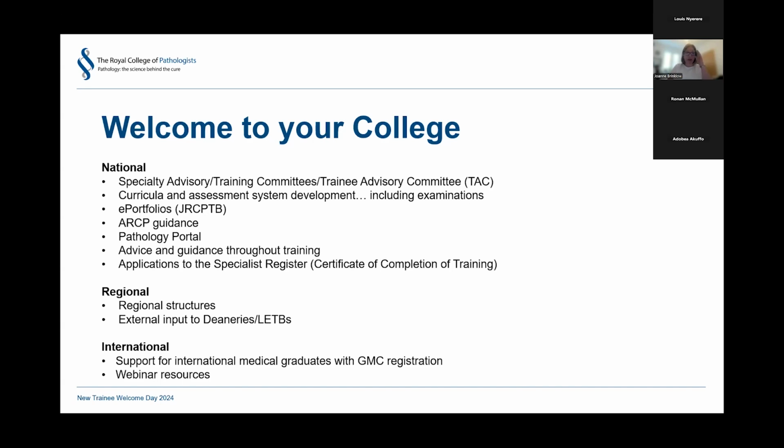Just to touch a little bit on international, so some of you may know, you may have come through this route, that the college provides support for international medical graduates to obtain GMC registration in order to come to the UK and train. There is still quite a bit of demand for that. We're very happy to help all of those trainees coming in through that route who meet our criteria.